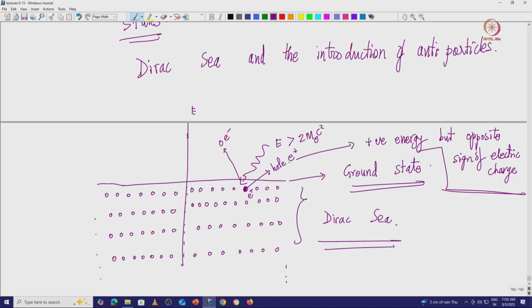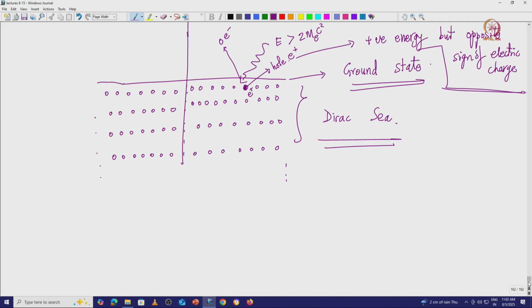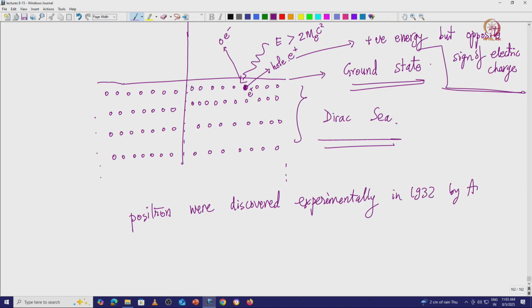Now, I'll elaborate on this in the next lecture, but before closing I want to say that positrons were discovered experimentally in 1932 by Anderson, soon after Dirac's prediction.